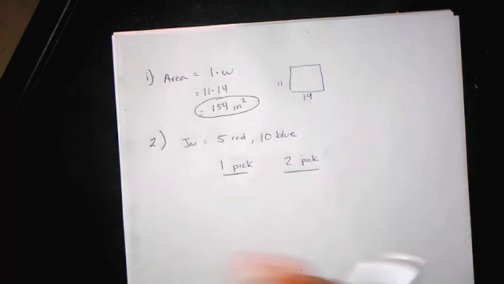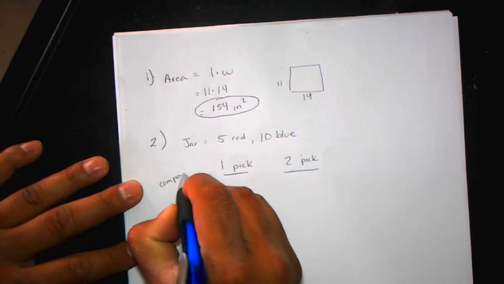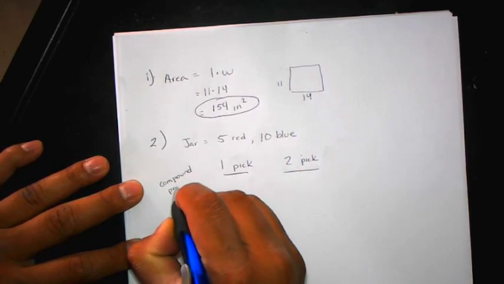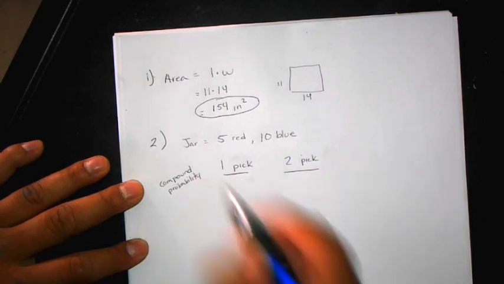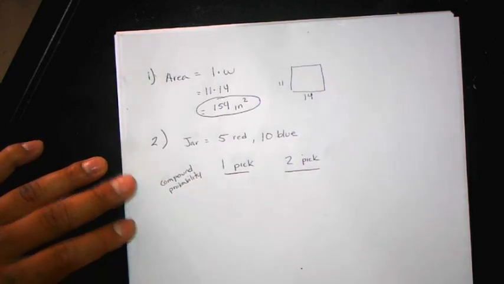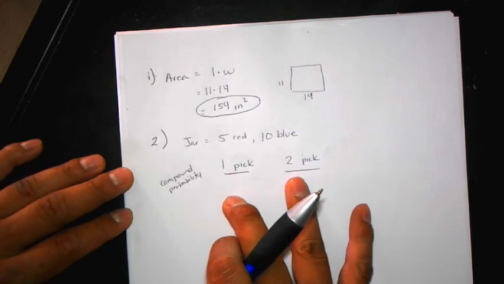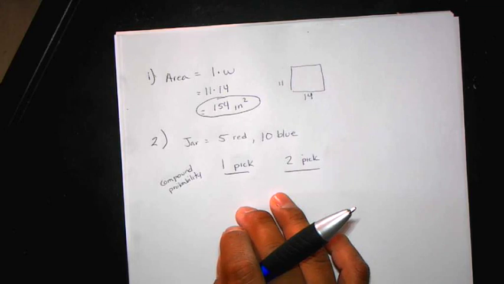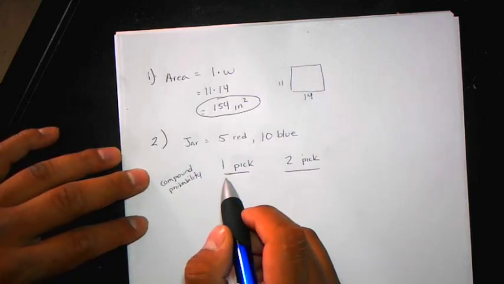Now this particular probability problem is called compound probability. The reason being is because you're going to use 2 different probabilities, and you're going to come up with 1 combined probability. So I'm trying to pick out 2.